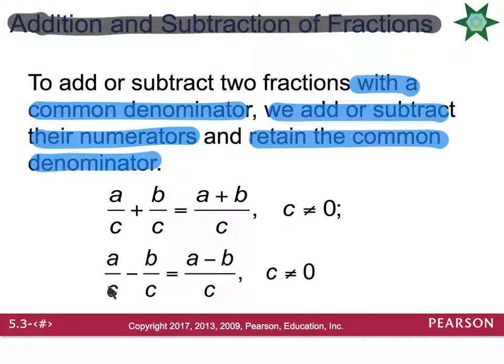If we have a over c minus b over c, we keep the common denominator of c and just take a minus b. So subtract the numerators. Again, c cannot be 0. So that's pretty easy if we have a common denominator. If we don't, we have to find it.